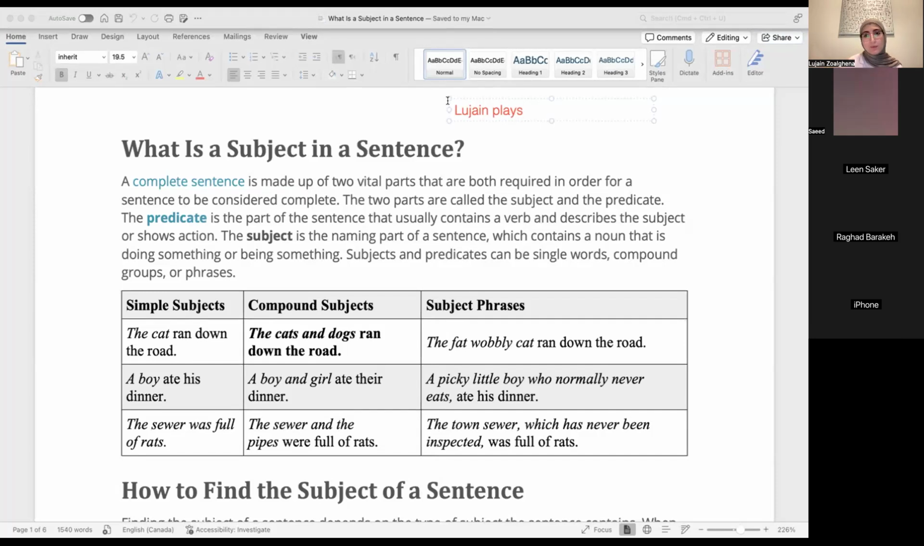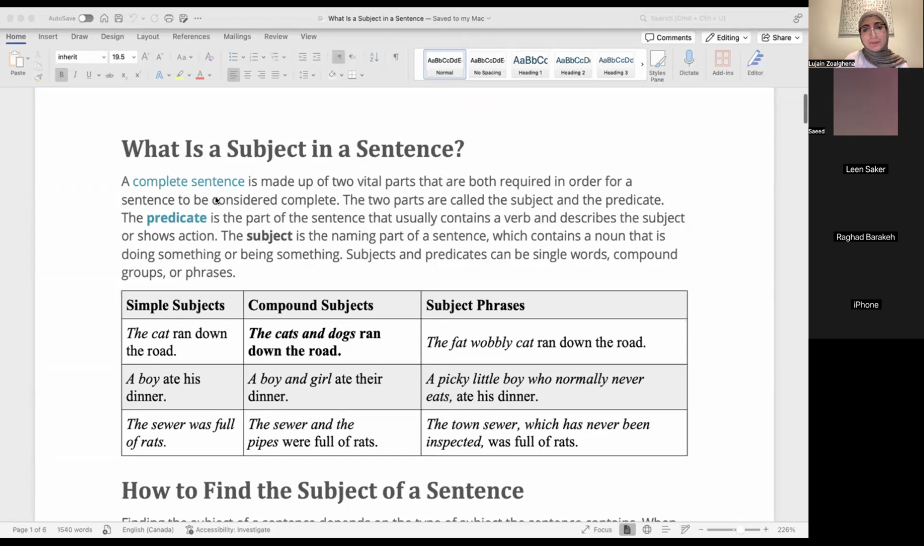No, this is not a complete sentence if I say just Lujain plays. Plays what? Because you have to have the object. Plays soccer. This is the object. So this is a complete sentence, right? And where's the subject in it? Lujain, the doer, the person that is doing the action.